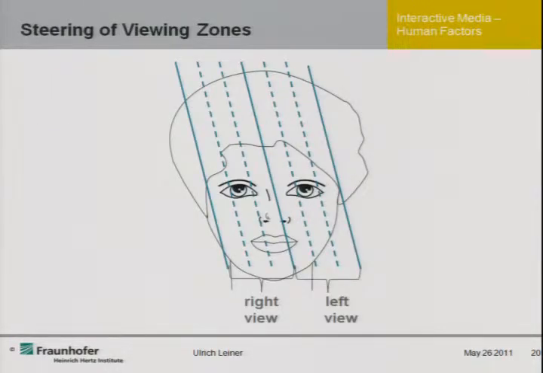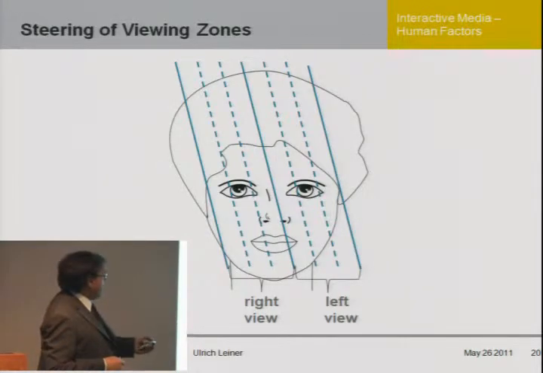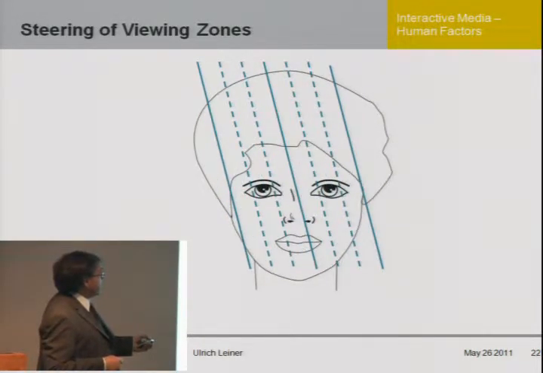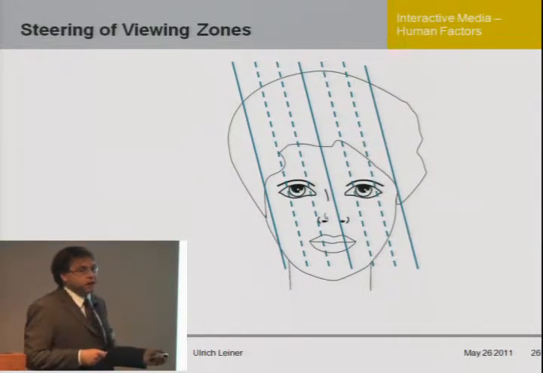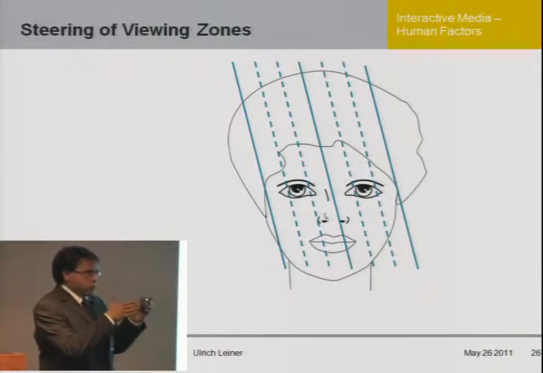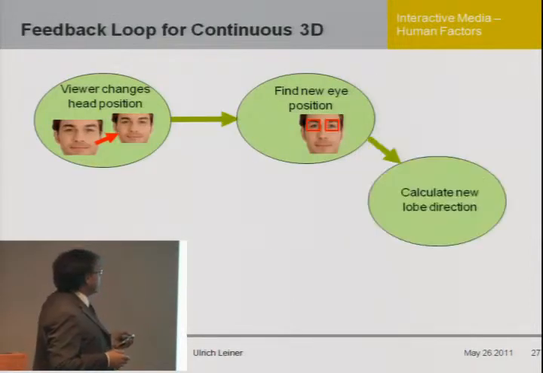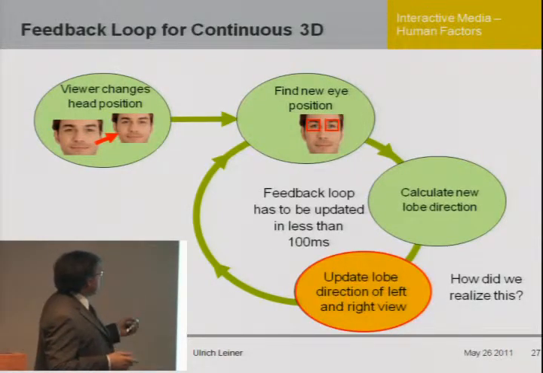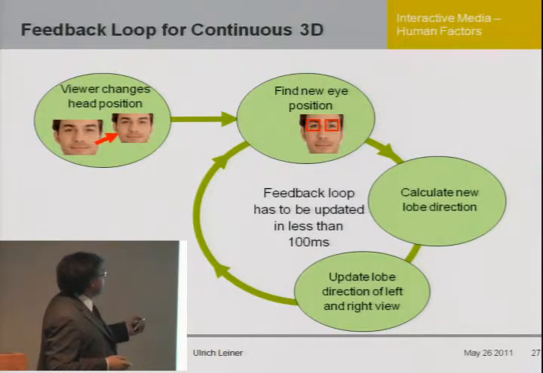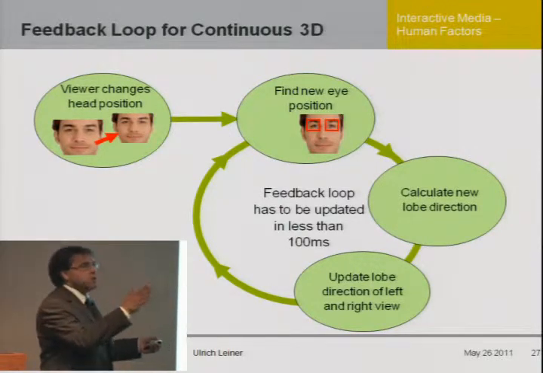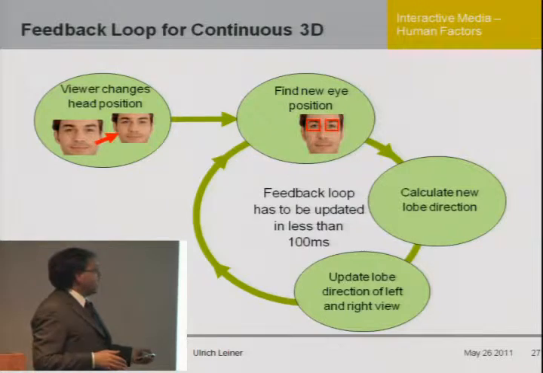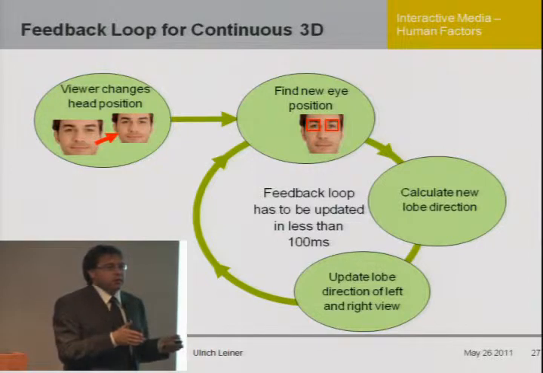Now think, that is the view for the right eye, for the left eye, and this person, unfortunately, is moving. Well, the answer is we have to move the view for the left and the right eye in the same proportion and same direction as the person is moving. So that comes down to this. The viewer is moving the head. We have to find the head position. We have to calculate where to steer the left and the right view to, and then we have to update that direction. And that has to be done faster than the head is moving.